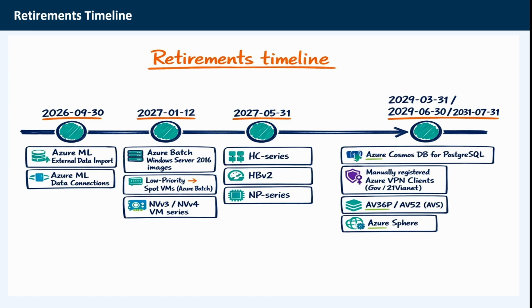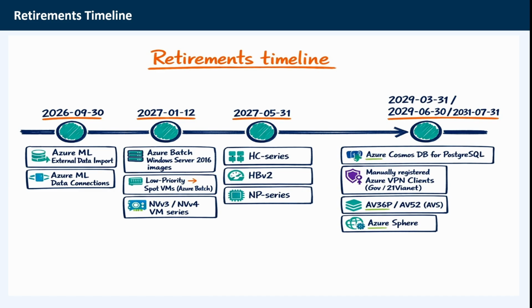Next year, in 2027, Azure Batch Windows Server 2016 images retire in January 2027. That same date is also the deadline for the low priority to Spot VMs migration in Azure Batch and NV v3 and NV v4 VM series end of life. So if I'm doing GPU batch work, I really need a plan.